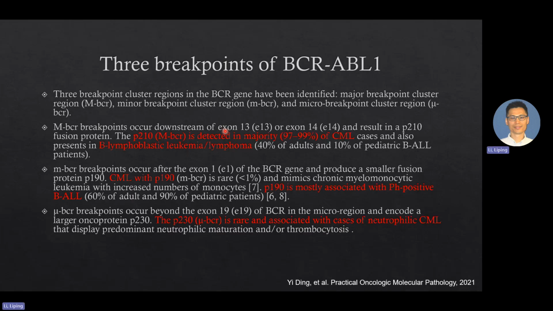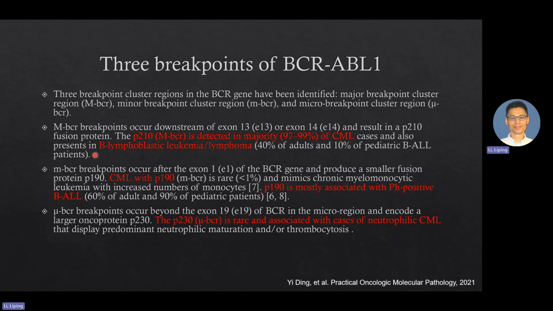So for CML diagnosis, the really important thing is we need to know that it's the BCR-ABL fusion. There are also 3 breakpoint clusters for this BCR gene. We have the big M, that's the major, small m is the minor, and then the micro. For the first group, big M BCR, the fusion is related to exon 13 or 14, and we have this fusion protein p210. We detect this big M BCR in the majority of our CML and some B lymphoblastic leukemia or lymphoma patients.